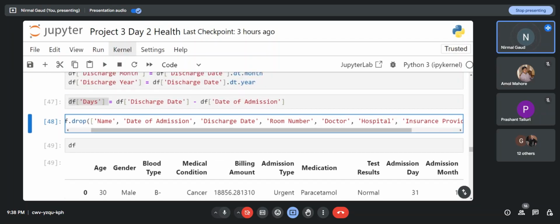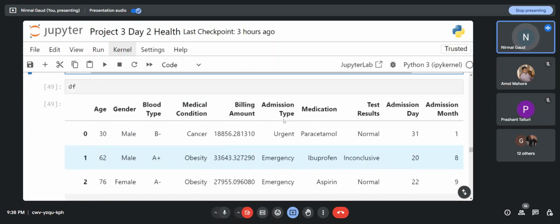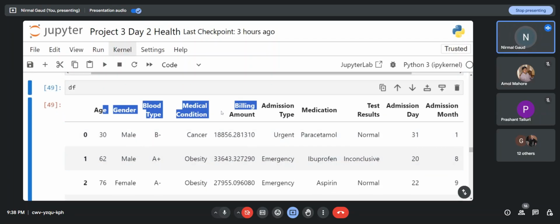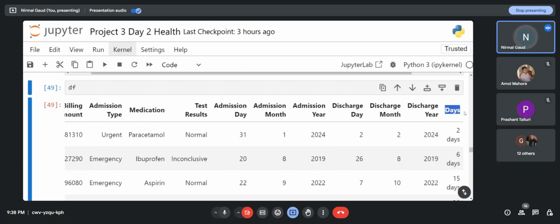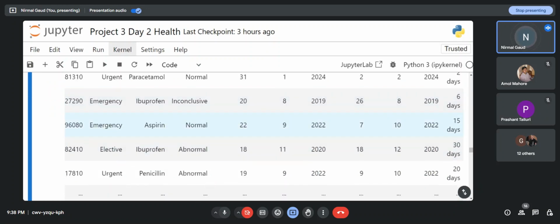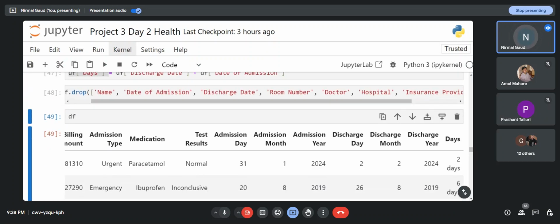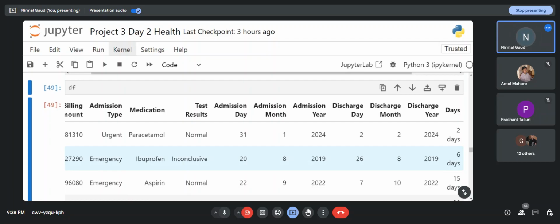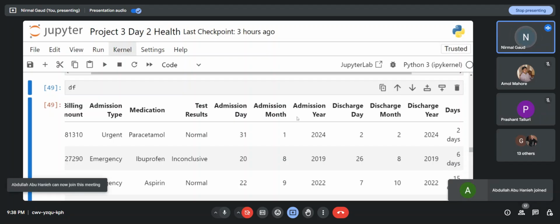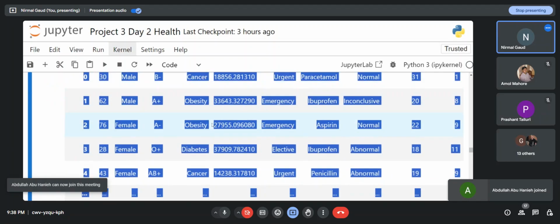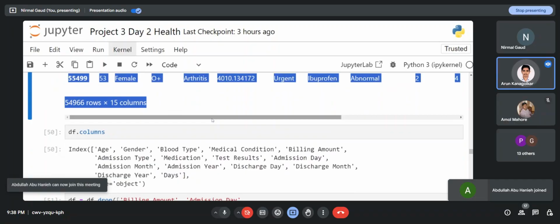Okay, so this is what kind of analysis I'm doing. Okay, so I dropped them. Here are my rest of the features present in the data frame. Okay, here is one feature created, that is 2 days, 6 days, 15 days, 30 days. And that means how many days the patient was present in the hospital. Okay, and then what's next is, days should be converted into integer.